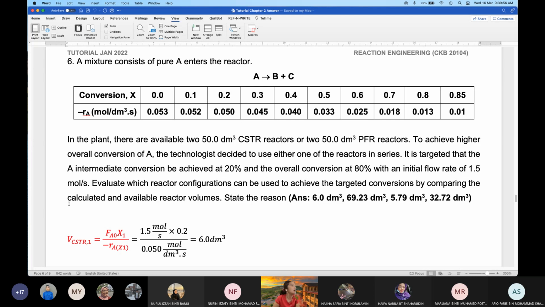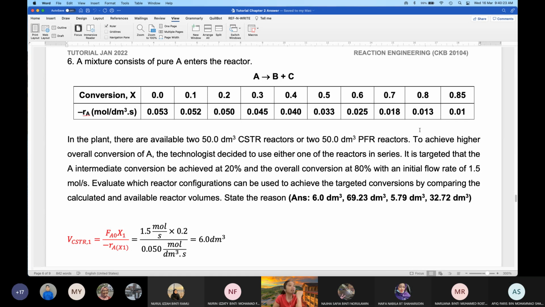Okay. To achieve higher overall conversion of A, the technologists decided to use either one of the reactors in series. So to achieve higher conversion, the technologists decided to use either two CSTR or two PFR, and the two reactors must be connected in series.